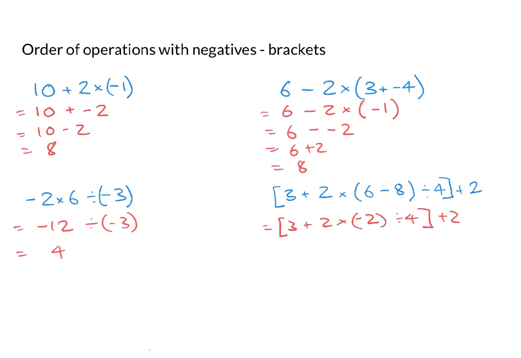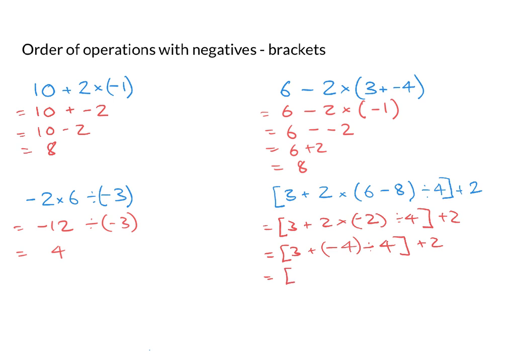Now I've got multiplication and division inside the bracket, so I will do them in the order from left to right. So square bracket, 3 stays in place. I have 2 times minus 2, which is minus 4. So minus 4 divided by 4. And then I have add 2.